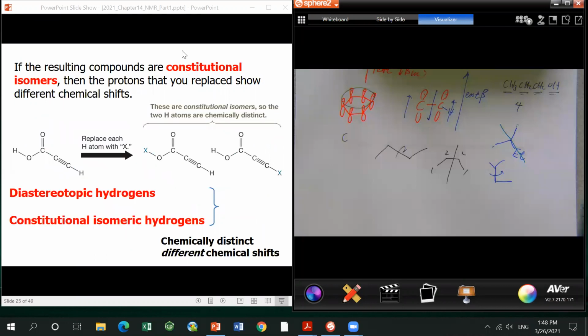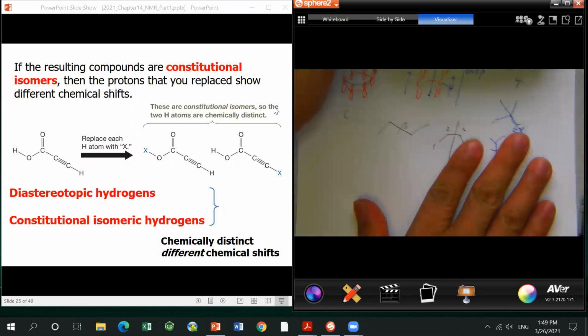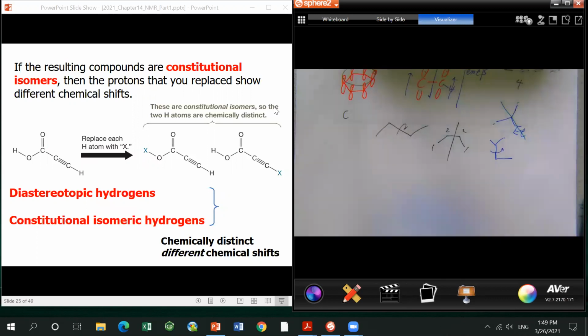And then the last one is constitutional isomer. That's pretty easy. For example, this molecule has two protons. Each time we replace one proton with one letter X, we generate two molecules. These two molecules are constitutional isomers, so they definitely have different chemical shapes. So for method 2, just keep in mind, it's a little bit of a hassle, but actually pretty good.